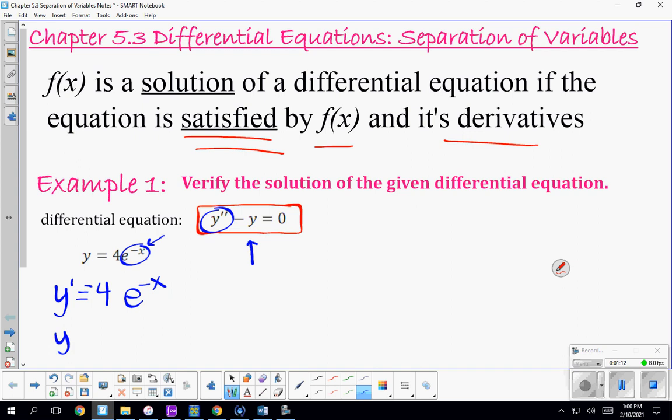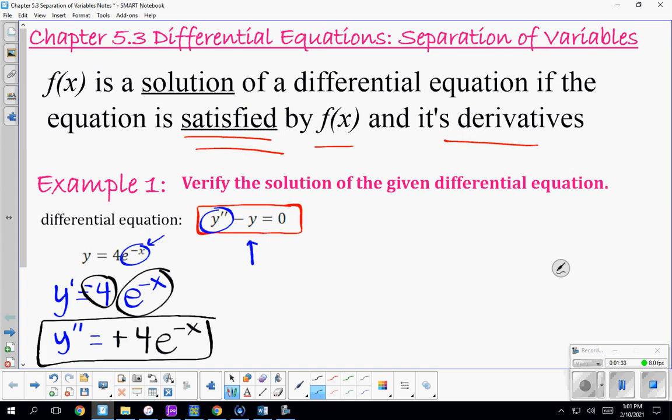If we look at the second derivative, we're going to do the same thing. This -4 drops down, and this e to some power stays e to whatever that power is, times the derivative of whatever that exponent is, which again is -1. If I multiply this by -1, it actually becomes +4. So this is the second derivative.